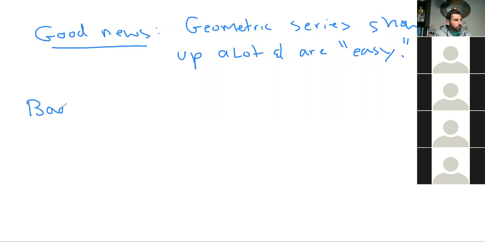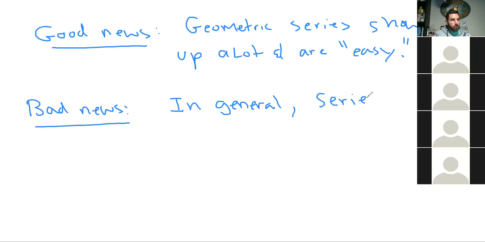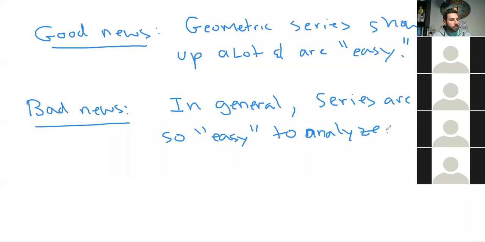Here's the bad news. In general, series are not so quote unquote easy to analyze. So what we're going to do then is we're going to do what we do best in science. If we can't understand something in general, we break it down into cases that we can understand.